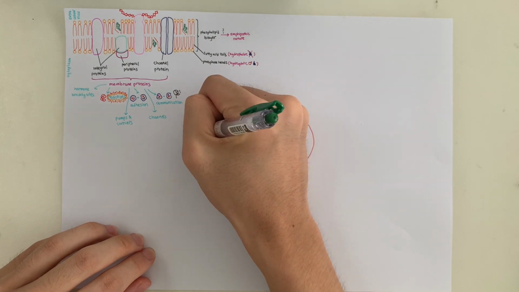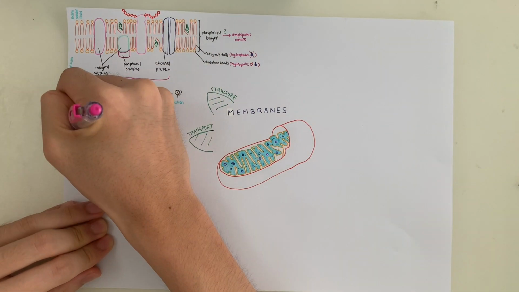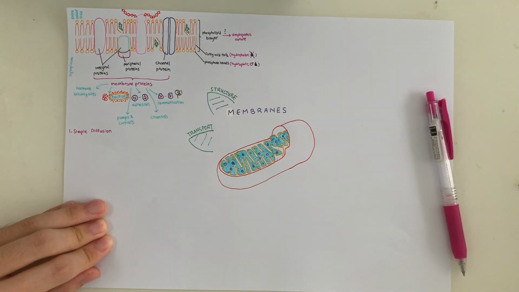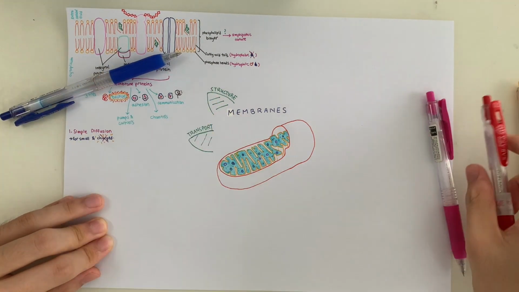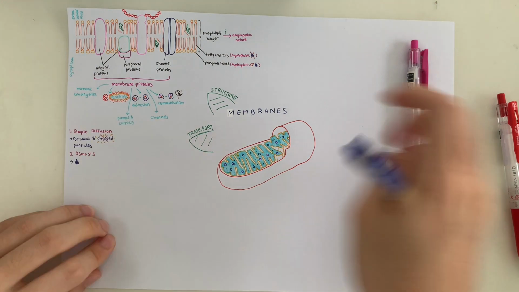Substances move across the membrane via four means of transport. Firstly, simple diffusion, where particles simply pass through the bilayer in between phospholipids along the concentration gradient. This is usually for smaller and non-charged particles. Secondly, osmosis, which is for water molecules.